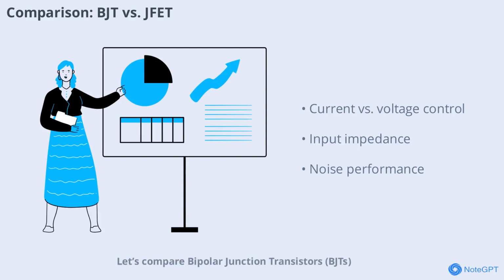Let's compare bipolar junction transistors, BJTs, and junction field effect transistors, JFETs. BJTs are current-controlled devices while JFETs are voltage-controlled. BJTs typically have lower input impedance but higher gain, making them suitable for high-frequency applications. JFETs, on the other hand, offer high input impedance and are less noisy, making them ideal for sensitive analog circuits. Understanding these differences helps in selecting the right transistor for your project.